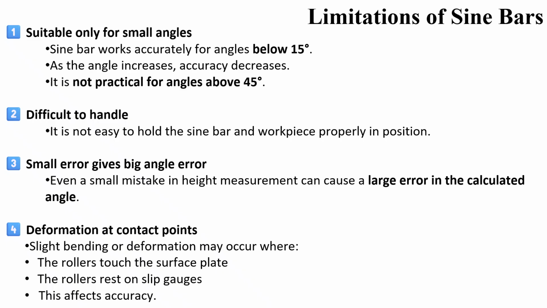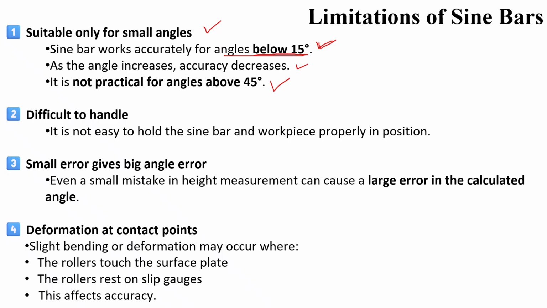So next we are going to discuss the limitations of the sine bar. First limitation is that the sine bar is suitable only for small angles. Sine bar works accurately for angles below 15 degrees. So this is very important for the competitive exams. And as the angle increases, accuracy decreases. Moreover, it is not practical if the workpiece angle is above 45 degrees.